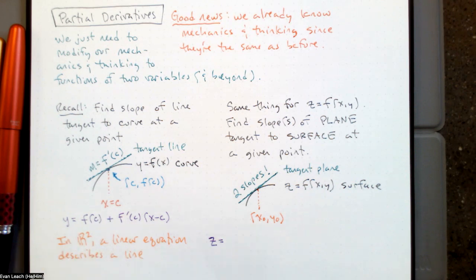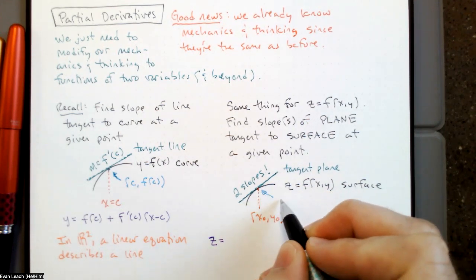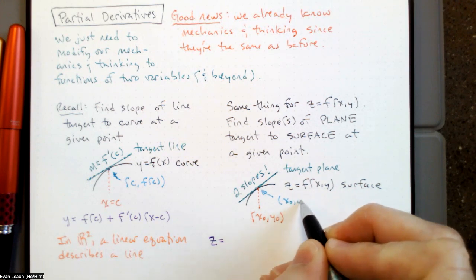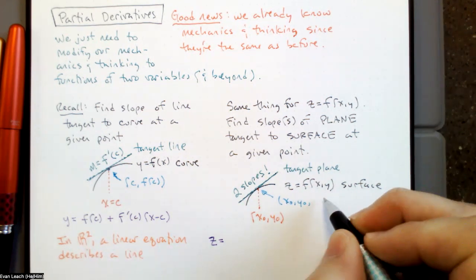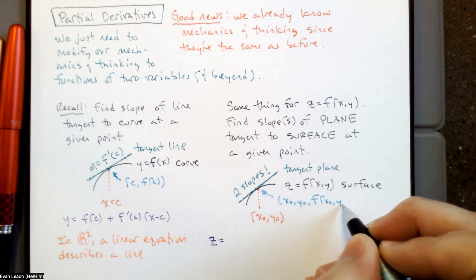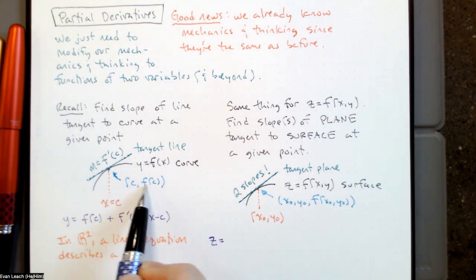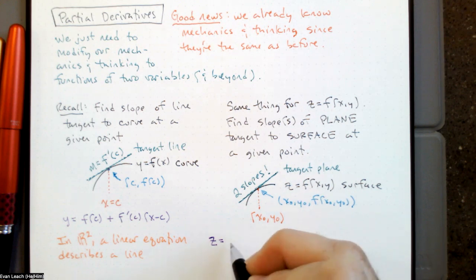We're going to describe this in the same way. Our plane will start at a point, and I'll just use this location here. So this point here is the point x naught, y naught, f at x naught, y naught. The function evaluated at the point. And so just like with the equation of a line, we'll start our equation of the plane with a location.